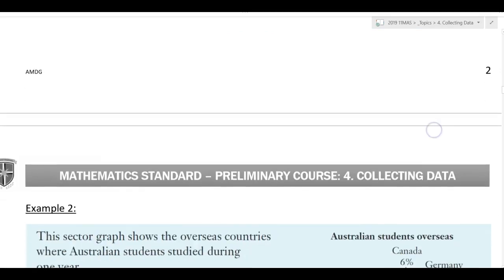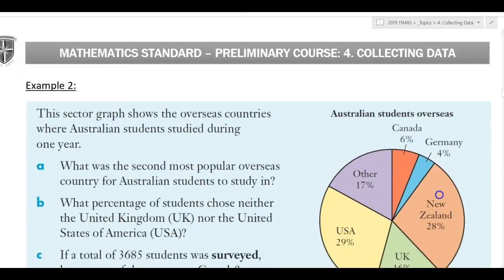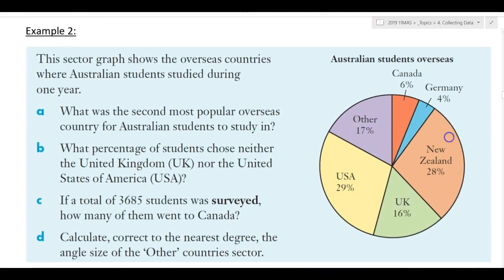Rightio. So that is a column graph. Let's have a look at how we apply this to a sector graph or a pie chart, if you like. Here we go. Always read these things fairly carefully. Shows the overseas countries where Australian students studied during 1 year. Rightio. What was the second most popular overseas country for Australian students?